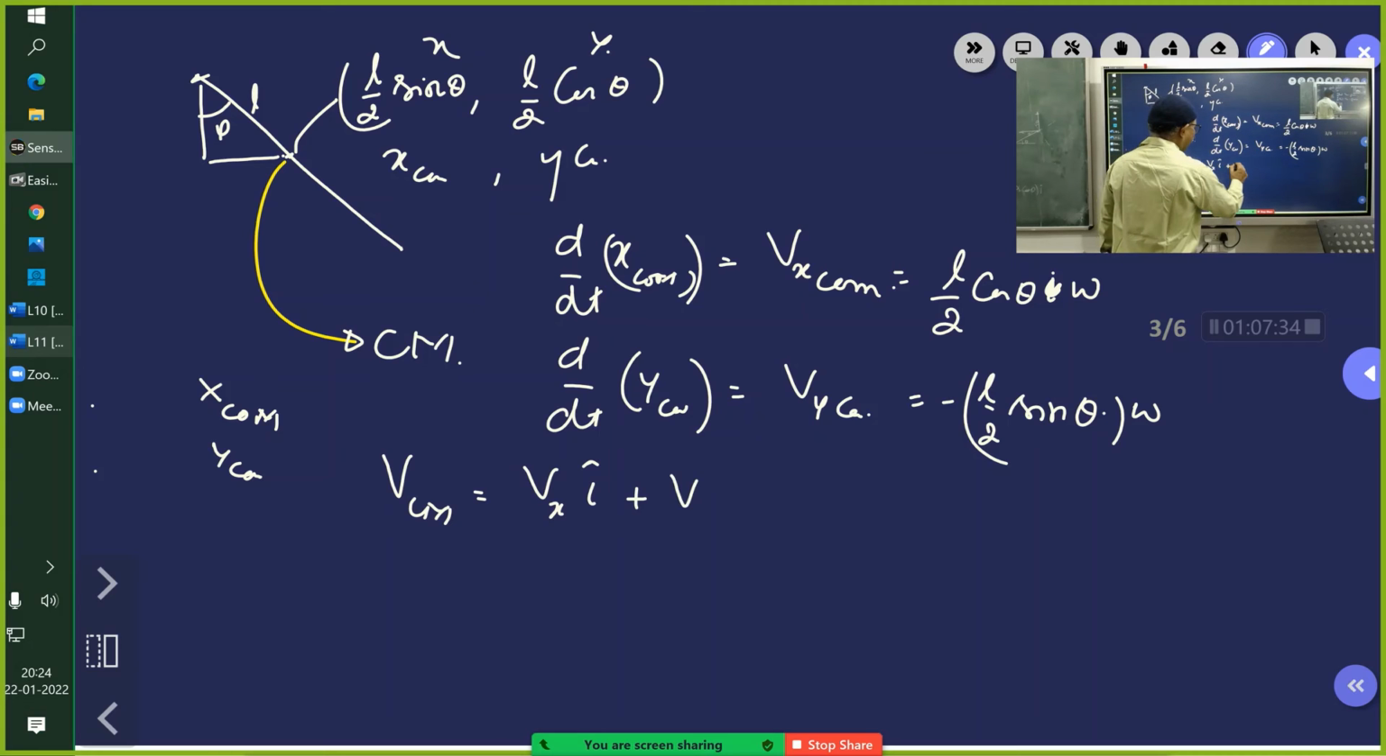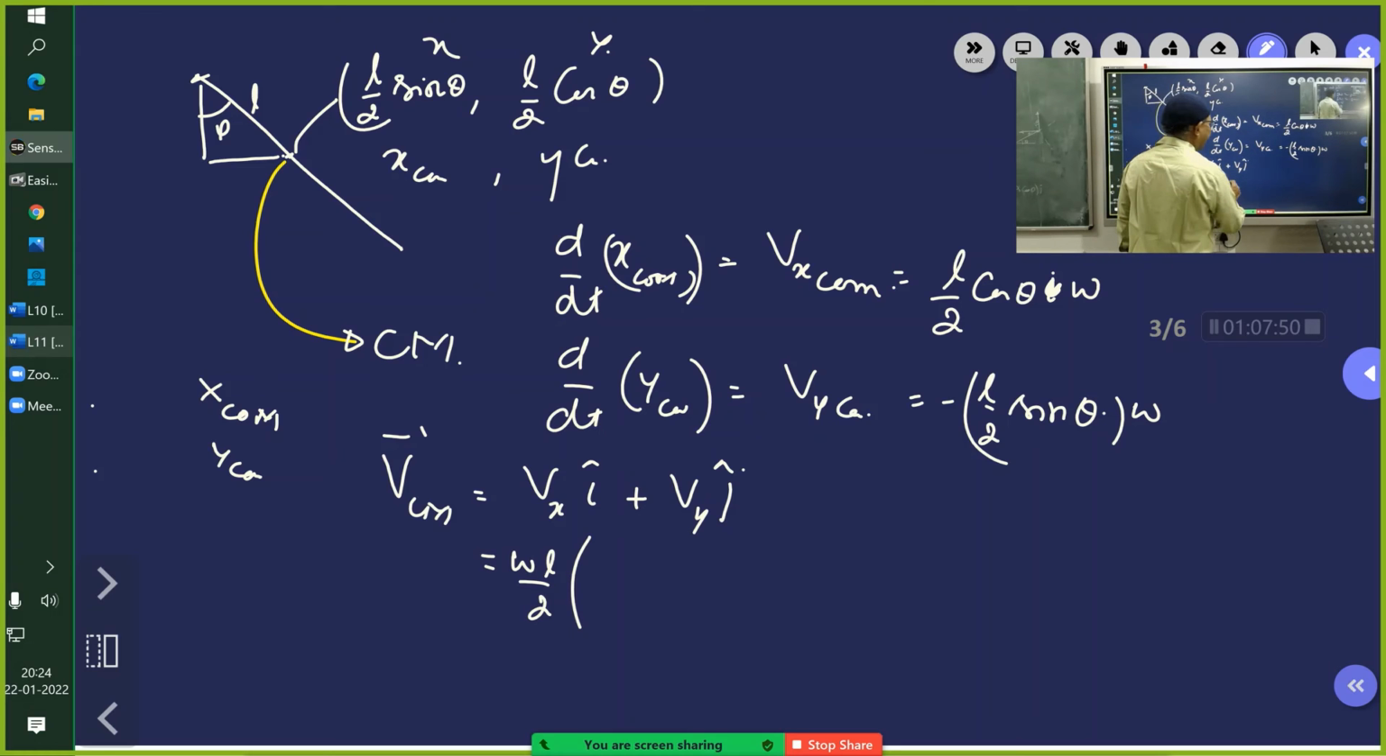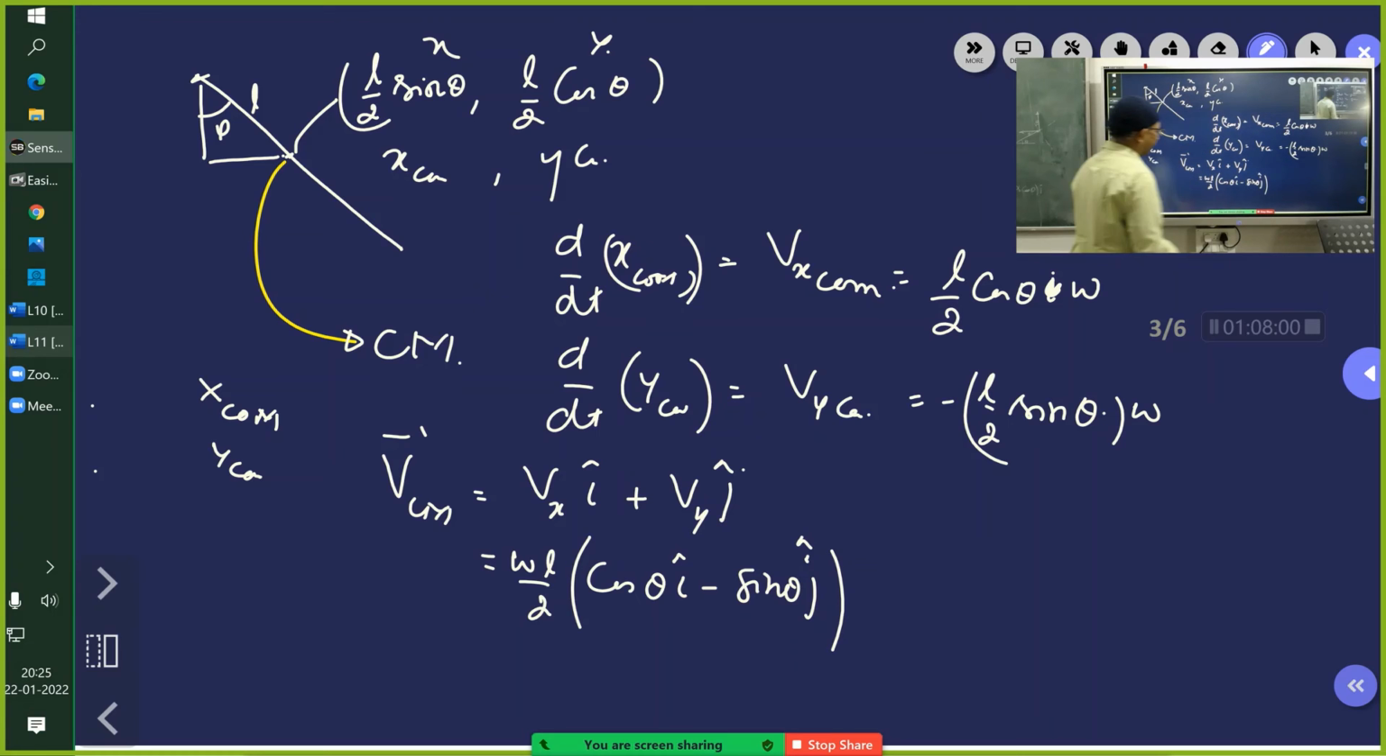Vxi cap plus Vy j cap. Yes, sir. Yes. Okay. So this straight away you can write it as omega L by 2 is common. Omega L by 2 is common. So you write here cos theta i cap minus sin theta j cap. You get this equation VC.